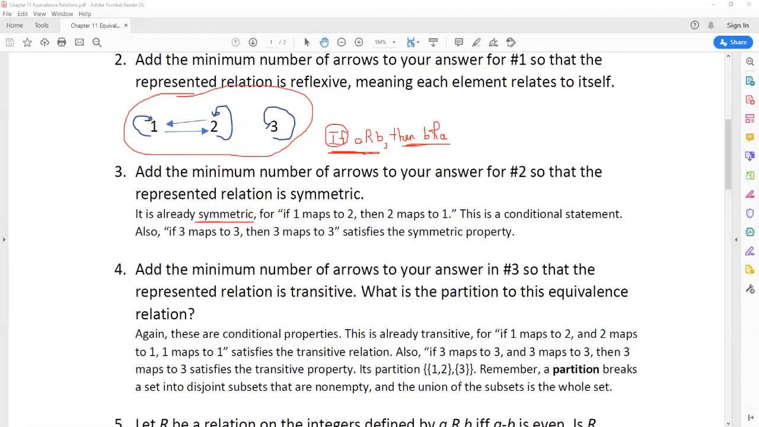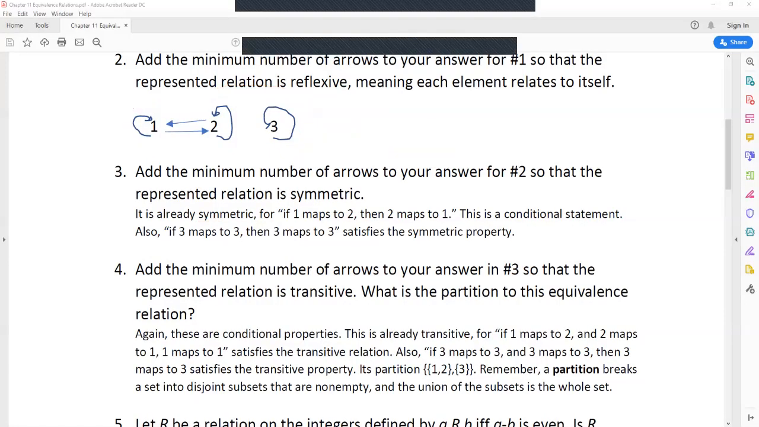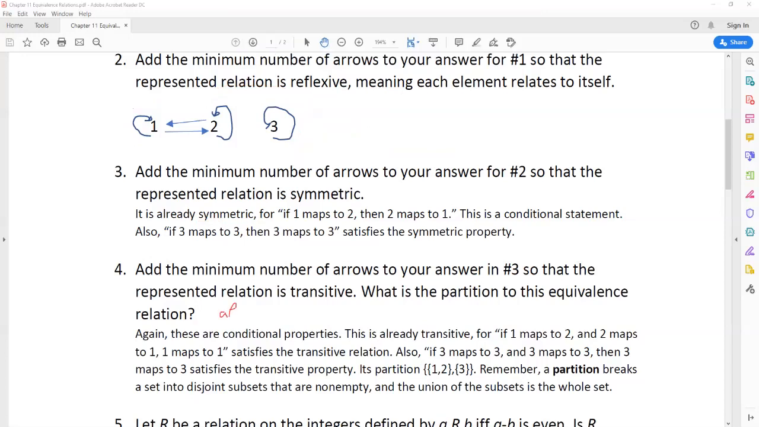Number 4. Number 4 says to add the minimum number of arrows to your answer in number 3 so that the represented relation is transitive. What is the partition to this equivalence relation? Well, again, remember that we're working with conditional properties, and a transitive relation works like this. If A relates to B, and B relates to C, then A has to relate to C.